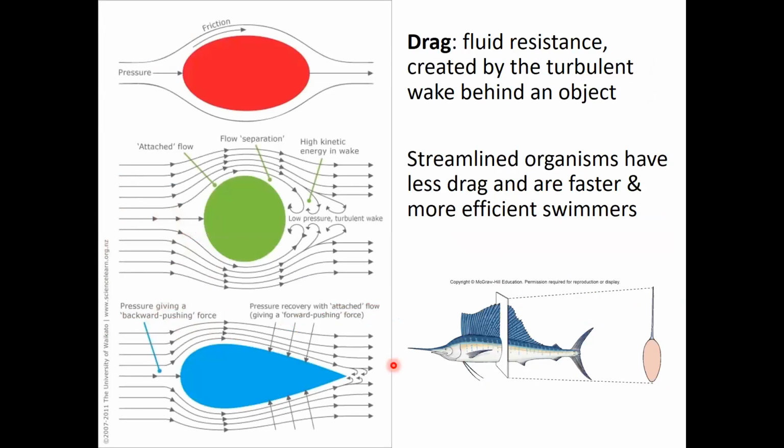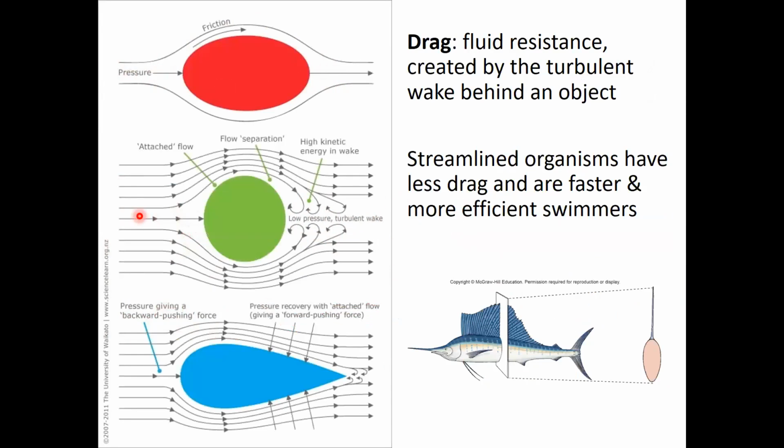So let's look into this streamlined body shape a little deeper. Streamlined organisms have less drag, and that makes them faster and more efficient swimmers. As a fish is moving forward, we have water particles flowing over the body, and behind the body, we get some turbulence. You can think of this as the wake that you might see behind a boat.